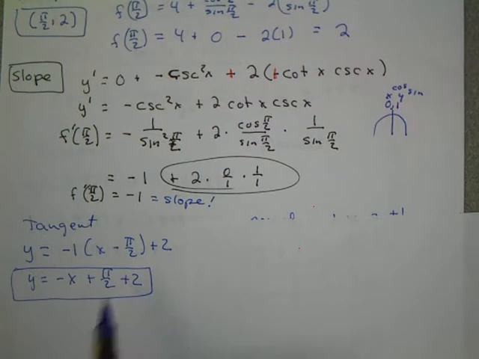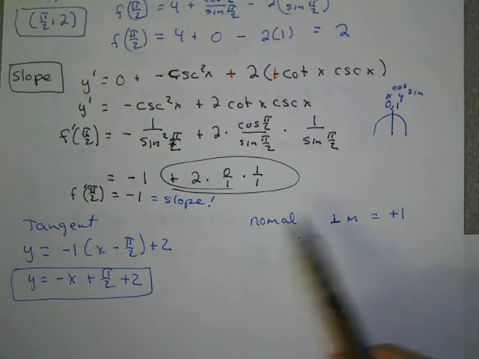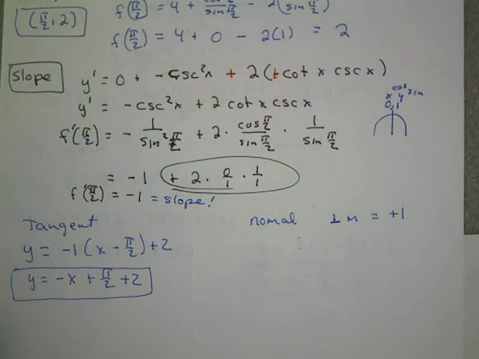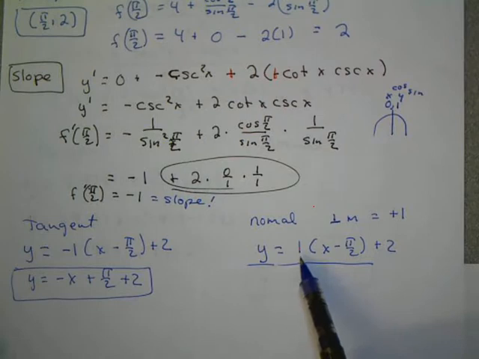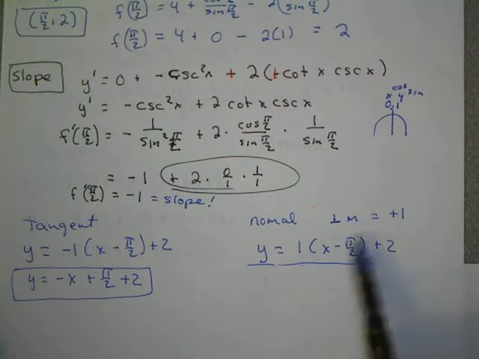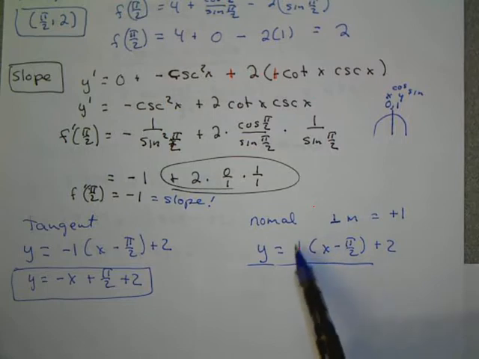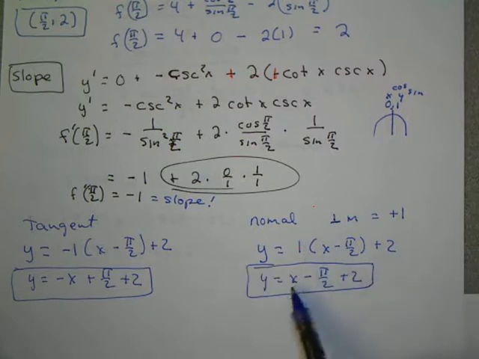Now to find my normal line equation, I need the perpendicular slope. The opposite reciprocal of negative 1 is a positive 1. It's the same point, (pi over 2, 2). The only thing that changes in writing my normal line is I put in the opposite reciprocal slope. I simplify it just the same, distribute my 1, and for my normal line I get x minus pi over 2 plus 2. And that's all there is to it, folks, when you're writing equations of tangent and normal lines. Find the point: plug your x value into your function to get the y value. Find the slope by taking the derivative and evaluating it at the point in question.